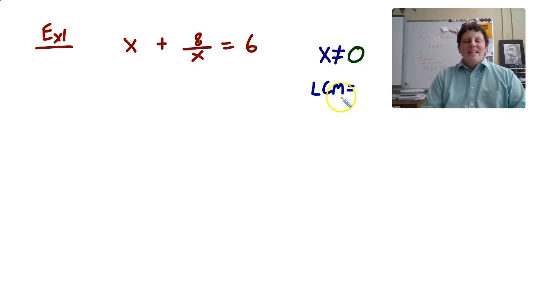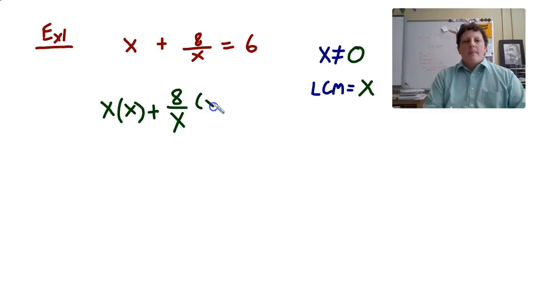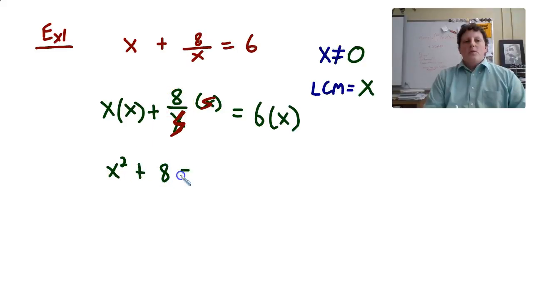Least common multiple: in this case, there's only one denominator, so this is also called the least common denominator. There's only one, and it's x. So we're going to multiply everything times x. We multiply x times x, and 8 over x times x, and 6 times x. All of the parts get multiplied by x, and we do that because this x and this x cancel each other out. So I no longer have any fractions. I just have a quadratic, because x times x is x squared, plus 8 equals 6x.